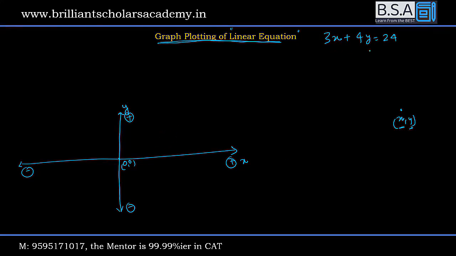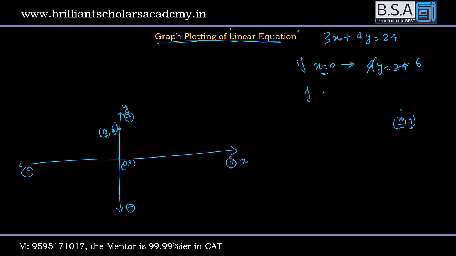So if I want to plot any graph, not linear, any graph, the best way is finding intercepts. If I make x equal to 0, it gives me what? 4y is equal to 24, y is equal to 6. So at a height of 6, the graph will pass through the point 0, 6. X is 0. X is always written first, and then y: 0, 6.